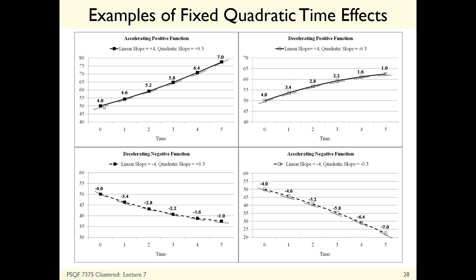What happens to this positive slope of 4 given a positive quadratic slope of 0.3? That linear slope becomes more positive by twice the quadratic, or 0.6 per unit time. So 1 unit later, my slope of 4 becomes a slope of 4.6, then 5.2, then 5.8, and so on. So if it's positive and positive, I would call that an accelerating positive function, where growth speeds up.